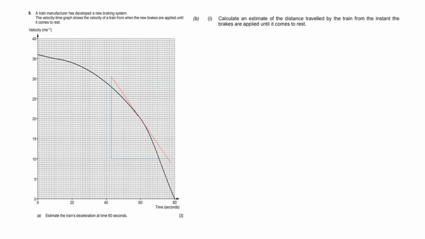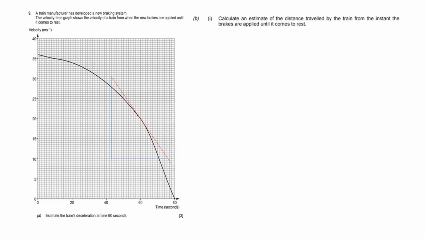So now we've got this question. A train manufacturer has developed a new braking system. The velocity time graph shows the velocity of a train from when the brakes are applied until it comes to a rest. So this clearly shows deceleration, because from left to right the graph slopes downwards. It's not constant deceleration though, because it's not a straight line sloping downwards from left to right.